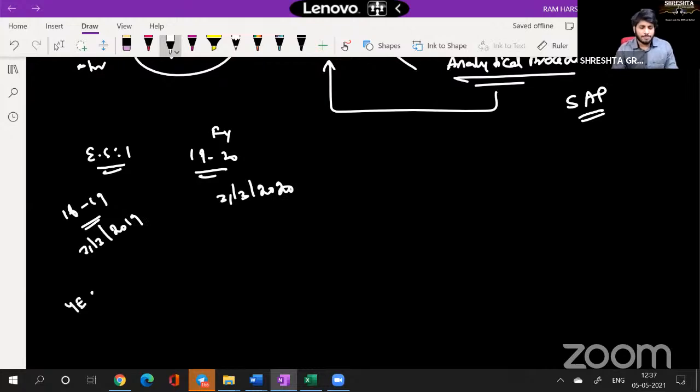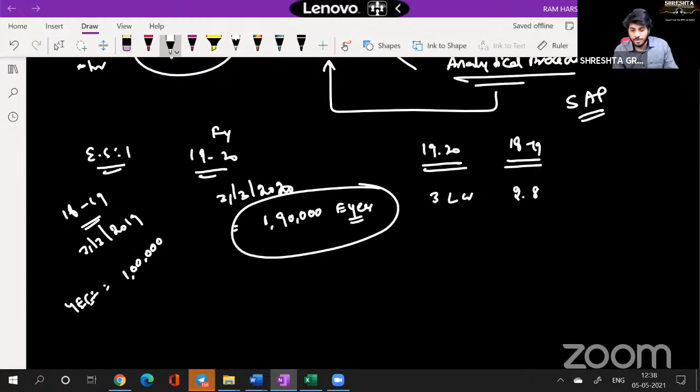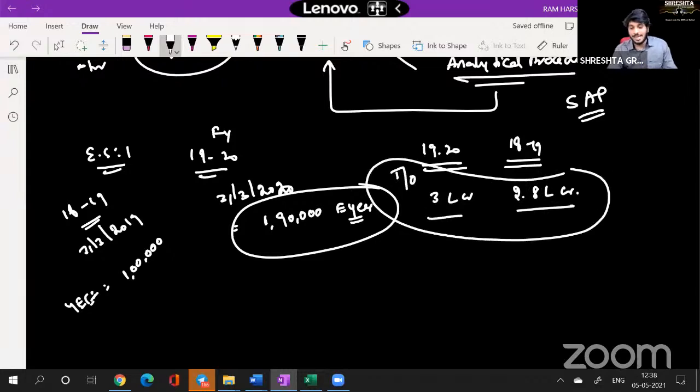I just saw the number of employees, what the employee strength is. Last year, there were 1 lakh employees in this organization, whereas in the current year, we have 1,90,000 employees. Oh my God. During this current year, 90,000 employees were recruited. Very good. Okay, fine. Sir, what is the 2018-19 turnover and the 2019-20 turnover? I opened Schedule 3 and looked at the revenue from operations. Current year, the turnover is 3 lakh crore. Last year, the turnover was 2.8 lakh crore.